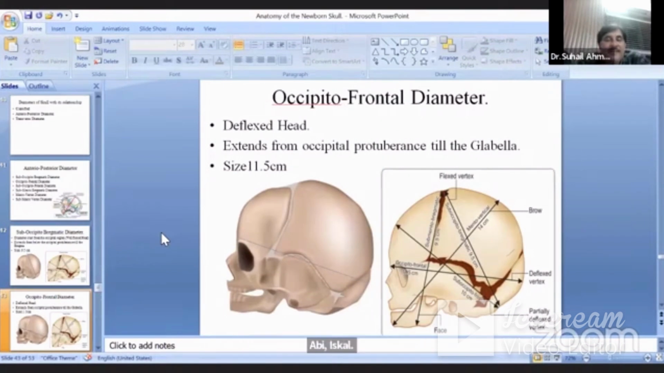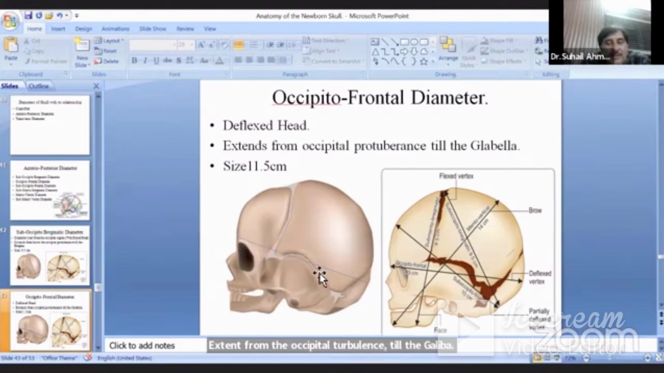Occipitofrontal diameter, in which the head is deflexed, extends from the occipital protuberance till the glabella. As the picture shows, it runs from the glabella to the occipital protuberance. Its size is 11.5 centimeters.